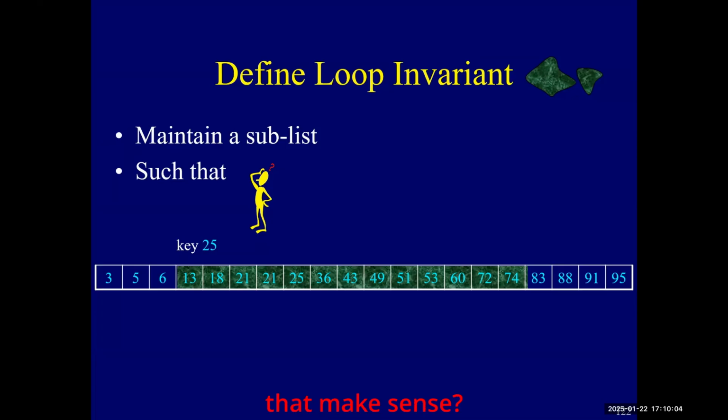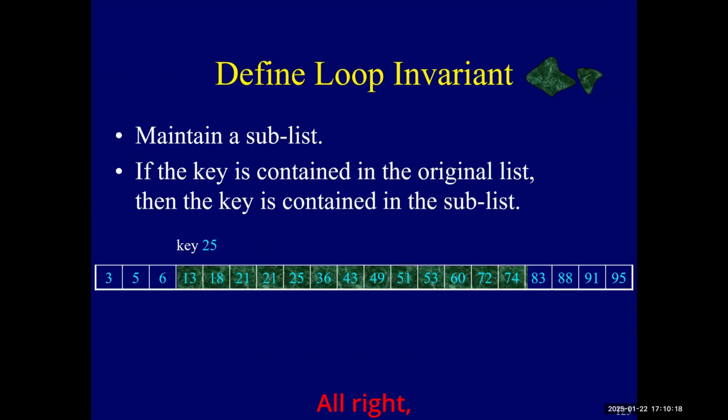Right? Does that make sense? That you haven't gone wrong. It's our definition of you haven't gone wrong. Right? So that's our loop invariant. Everybody good? All right. So if the key is contained in the original list, then the key is contained in the sublist. Right? Everybody good?